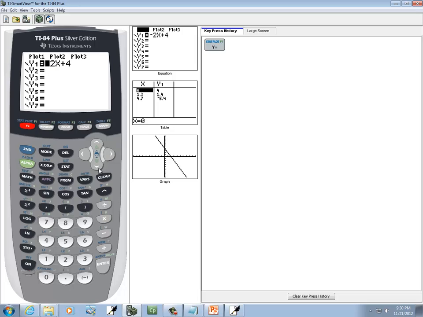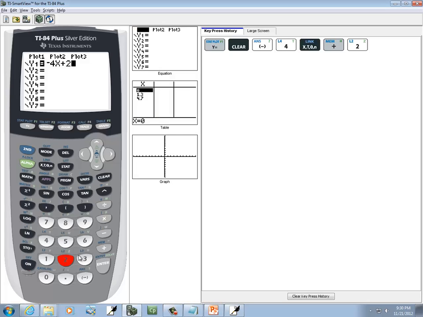So press my y equals, press clear, negative 4x plus 2. Now look where my cursor is. I'm going to press my left arrow key until my flashing cursor is on this first slash, clear over to the far left. You can't do it too many times. Once your cursor is there, if you press enter one time, it'll become a thick slash.